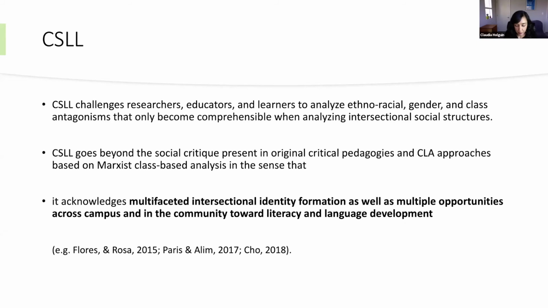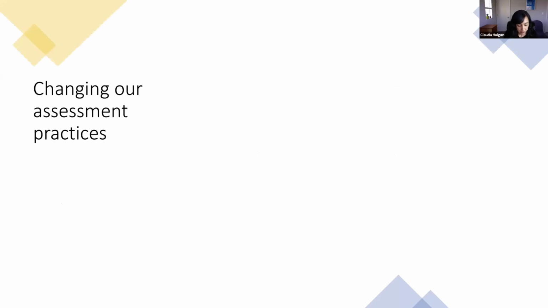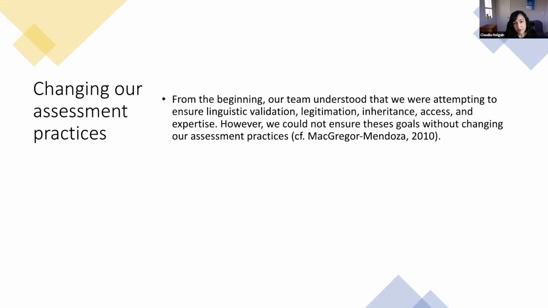And that's why the approach of racial linguistics is very important here, because we have to contextualize. So speaking also in terms of literacy encompasses a more complete approach. Another important thing that I want to talk about in this talk is the assessment. From the beginning, our team understood that we were attempting to ensure linguistic validation, legitimation, inheritance, access, and expertise. However, we could not ensure these goals for sociolinguistic justice without changing our assessment practices.